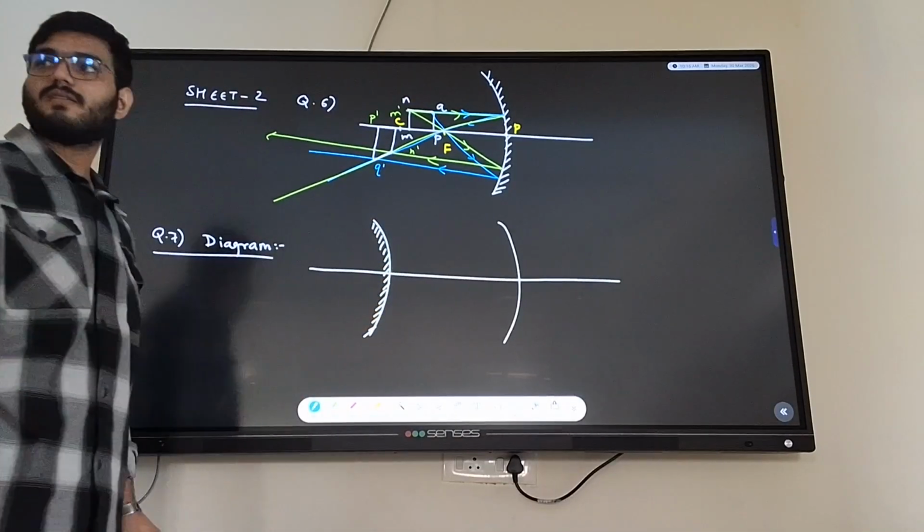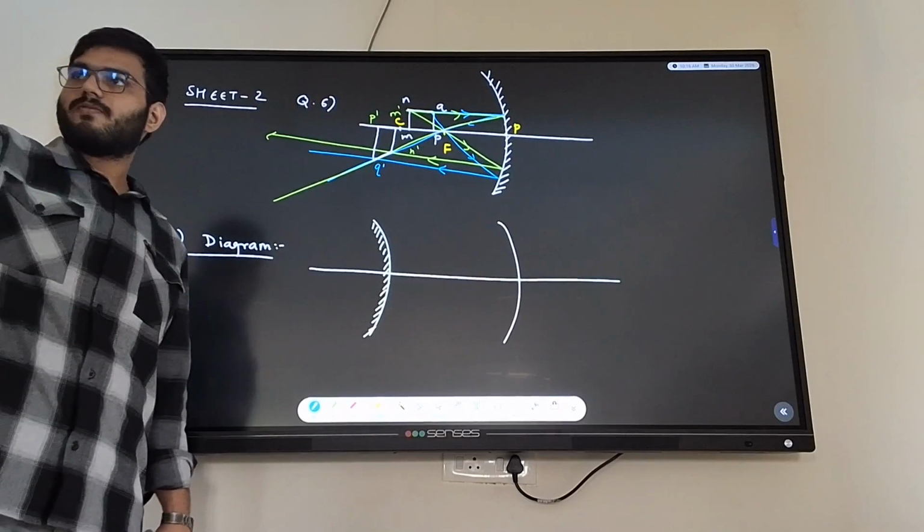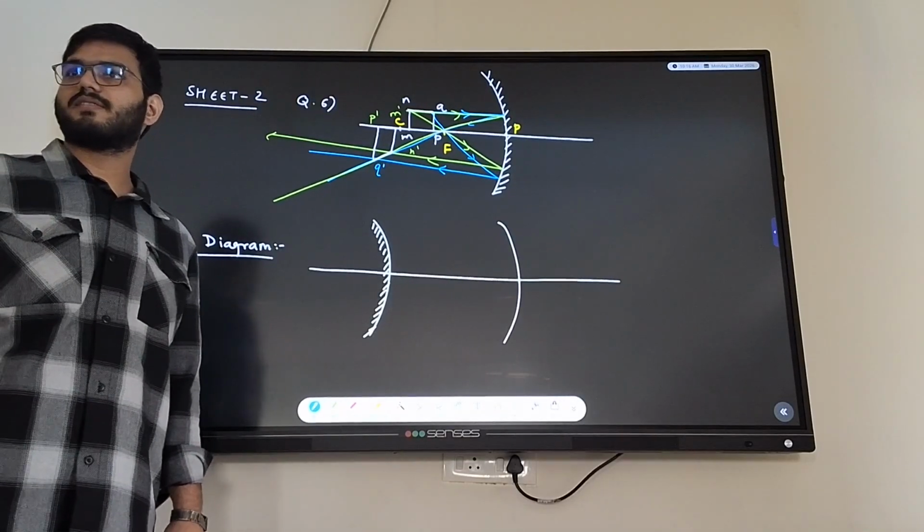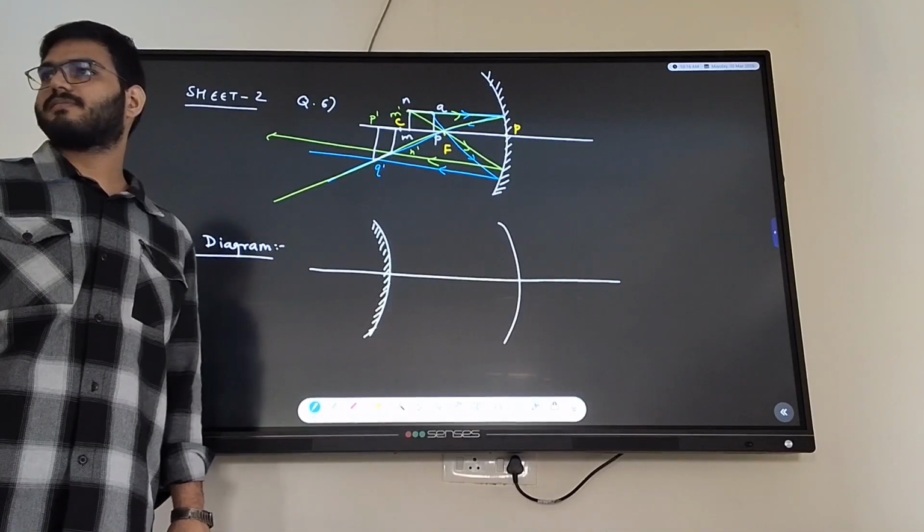is a convex mirror. I will kick all 4 of you outside if I listen to this background noise.